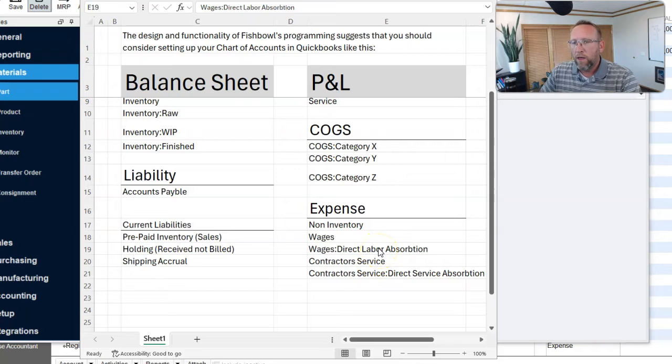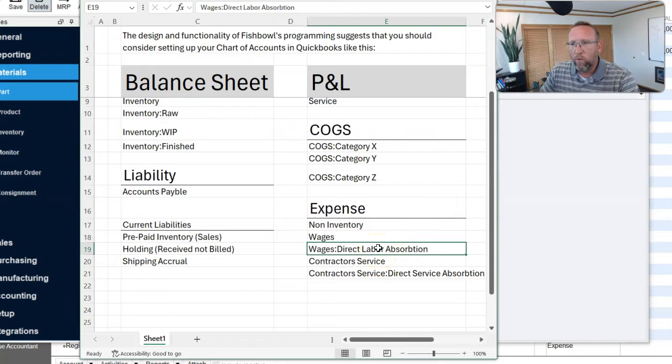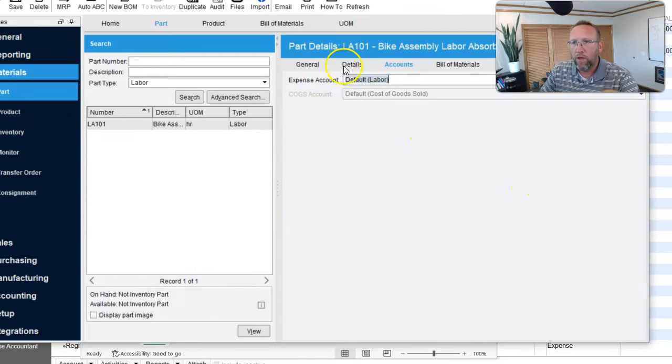Fishbowl does not support cost of goods. Okay? It only supports cost of goods sold. All right? So Fishbowl does map to cost of goods sold, but it doesn't map to cost of good. And what that means is it's expecting to credit whatever account you map your labor to. So you're free to map this to whatever you want. But notice cost of goods sold is grayed out.